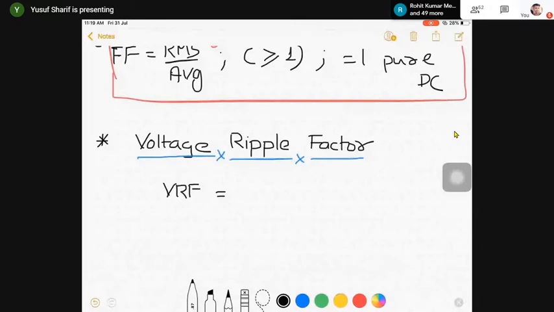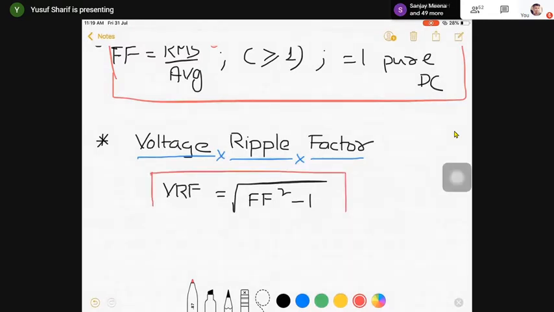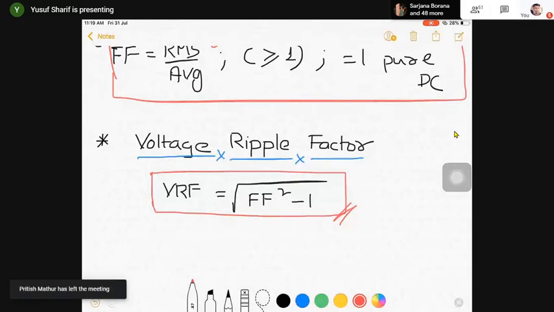Okay. So what is the expression of voltage ripple factor? You might have studied this, but maybe are unable to recall it. So this is the expression of the voltage ripple factor: under root of form factor square minus 1. Have you studied this? Okay, if not, this is the expression for your voltage ripple factor.